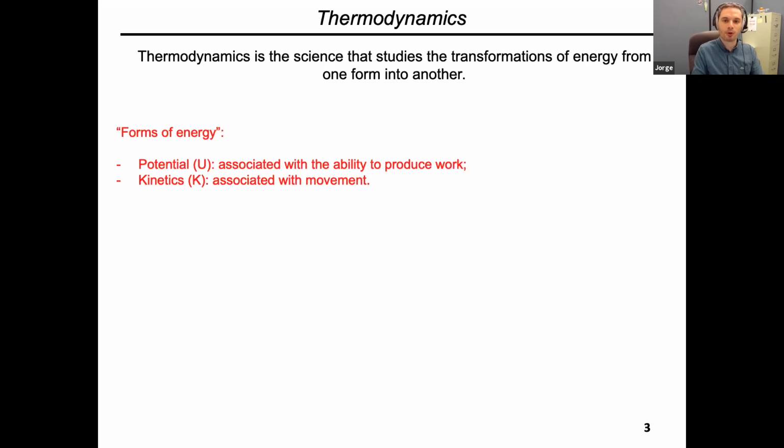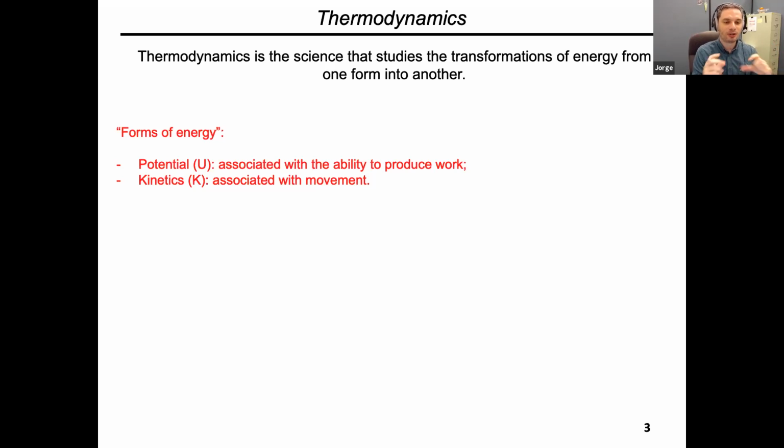If we are going to talk about energy, let's start defining the different forms of energy. Energy can exist basically in two different forms. The first one is called potential, and the symbol is the capital U. And potential energy is associated with the ability to produce work. It's some sort of energy that you can use to produce work.